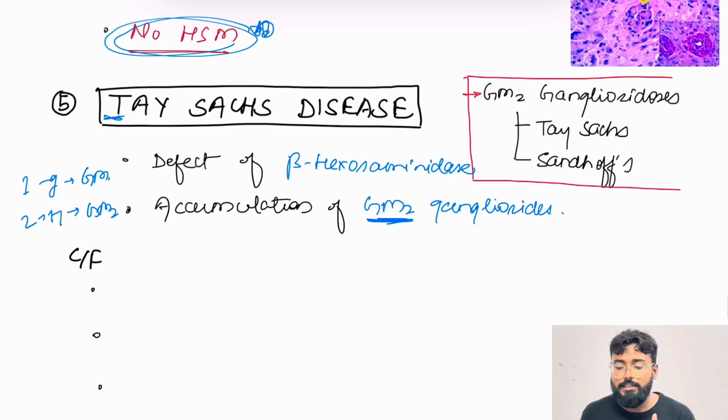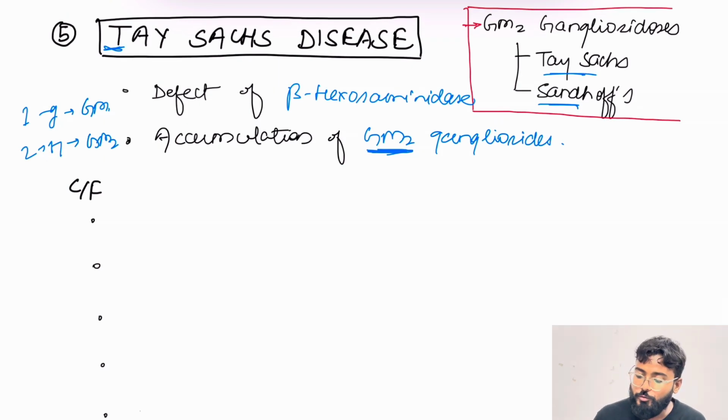And see, these are also known as GM2 gangliosidosis, because in this case the gangliosides that are going to get accumulated are your GM2, that is your Tay-Sachs and Sandhoff. So Tay-Sachs we are discussing first. The defect is your beta hexosaminidase. The accumulation of GM2 gangliosides is going to be seen.